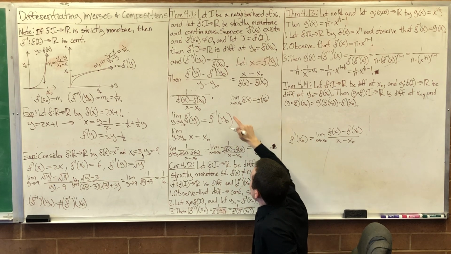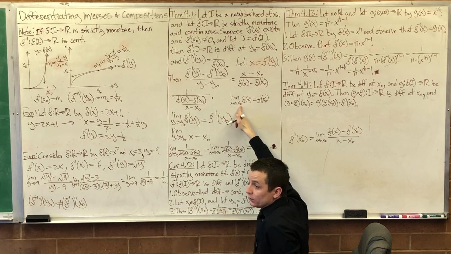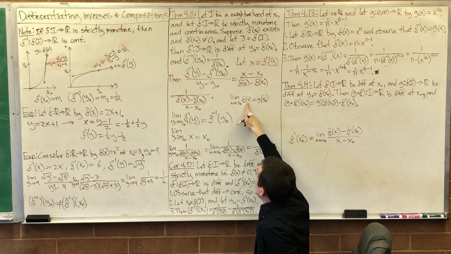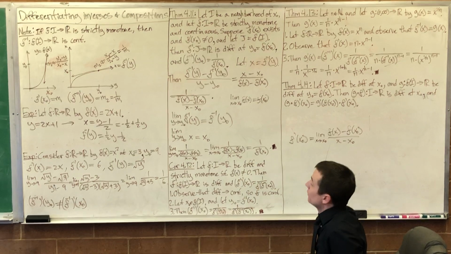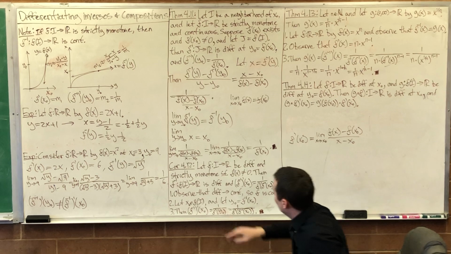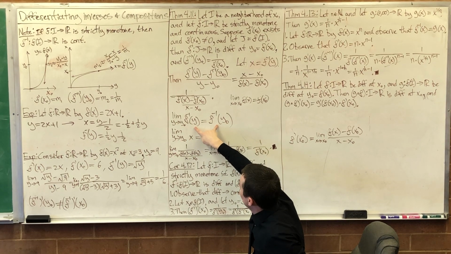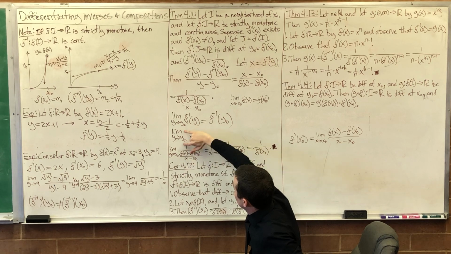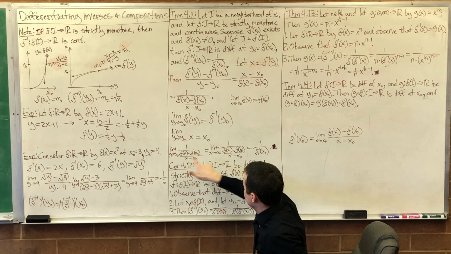Here's another way to say it. If we have a sequence of x's that converges to x naught, then a function is continuous if and only if the image of the sequence converges to the image of x naught. Yeah, that's right. Okay. So, since f inverse is continuous, we know this. So then this is just substitution. And that's how we go from here to here.